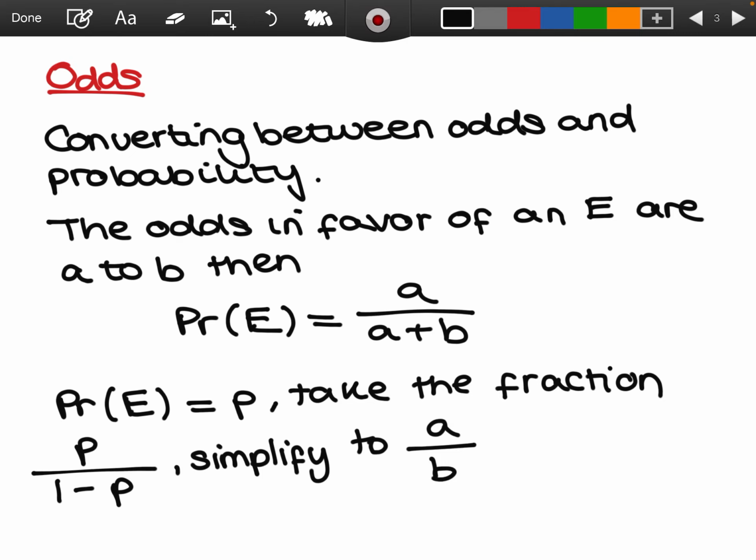And when you've simplified that fraction as far as it will go, then you will have this fraction A over B, and that tells you that the odds are A to B. That's the odds in favour of the event E happening.